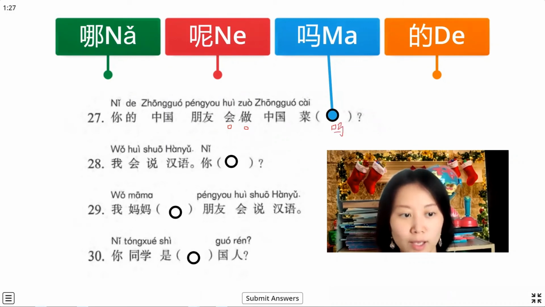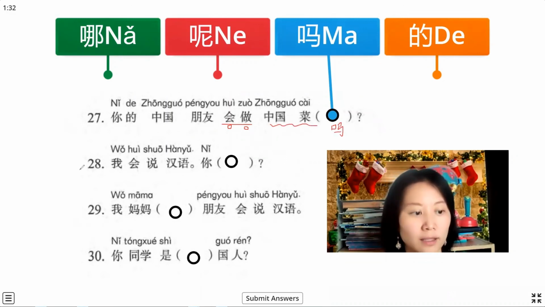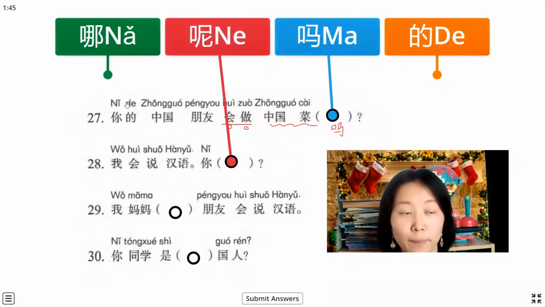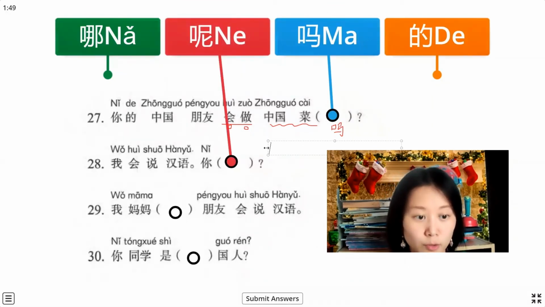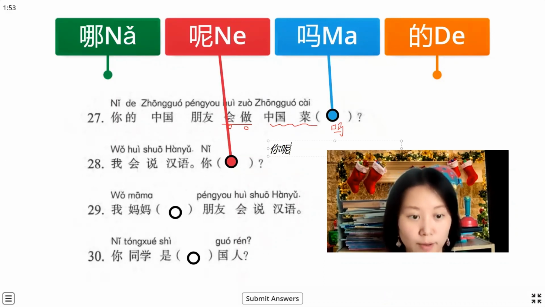Okay, 会做中国菜吗. And the next one, 我会说汉语, I can speak Chinese. And what about you? We always use the 你呢, 你呢, to ask what about you? Just what about you? We always use the 你呢 to ask about a question.